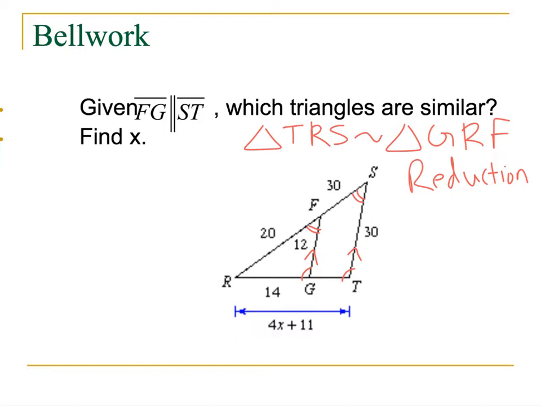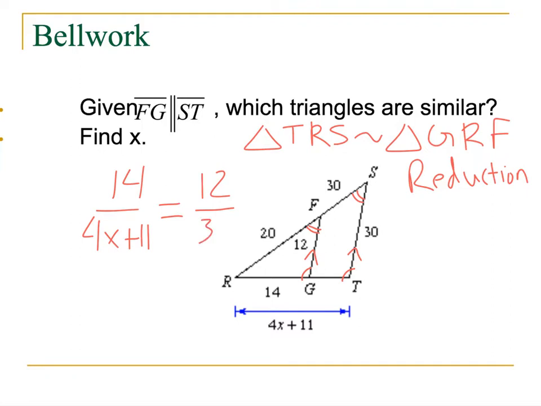All right, well, I got to make sure that when I set up my proportion that things agree, okay? So let's see here. I've got RG, which is 14. That corresponds to what side of the other triangle? That would be RT, which is 4x plus 11. And then if I took FG, I'd be using 12, and then ST would be 30.